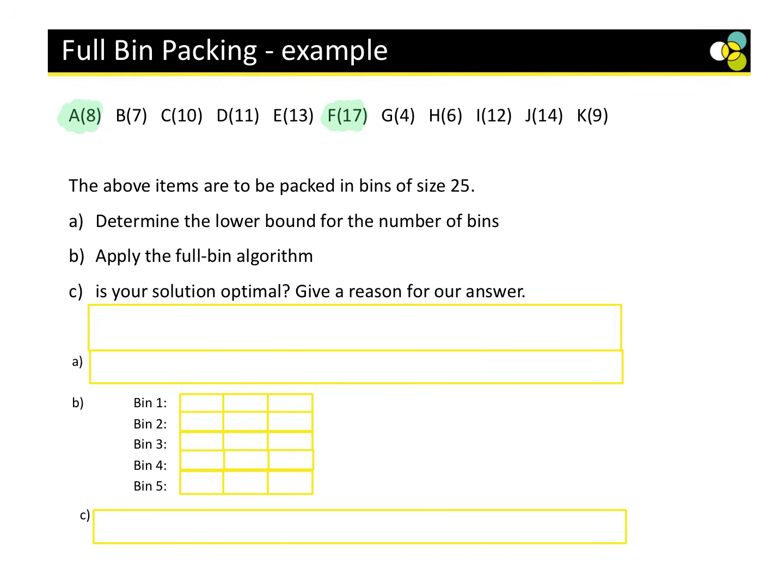So A is 8. Okay, and F is 17. That makes 25. I know that's a full bin. Okay, what else makes 25? Oops, wrong colour. Sorry, guys. Here we go. J and D. Okay, J and D, they're going to make 25.